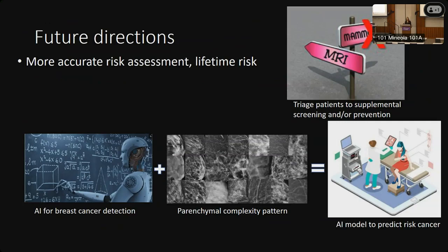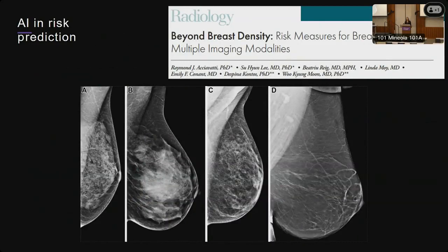If we could do that, we could really better triage patients to whatever they need, supplemental screening, maybe even some prevention. In terms of breast density, we know density is an independent risk factor. Women who are less dense, over here, have lower risk of breast cancer than women who are more dense, like this one over here.